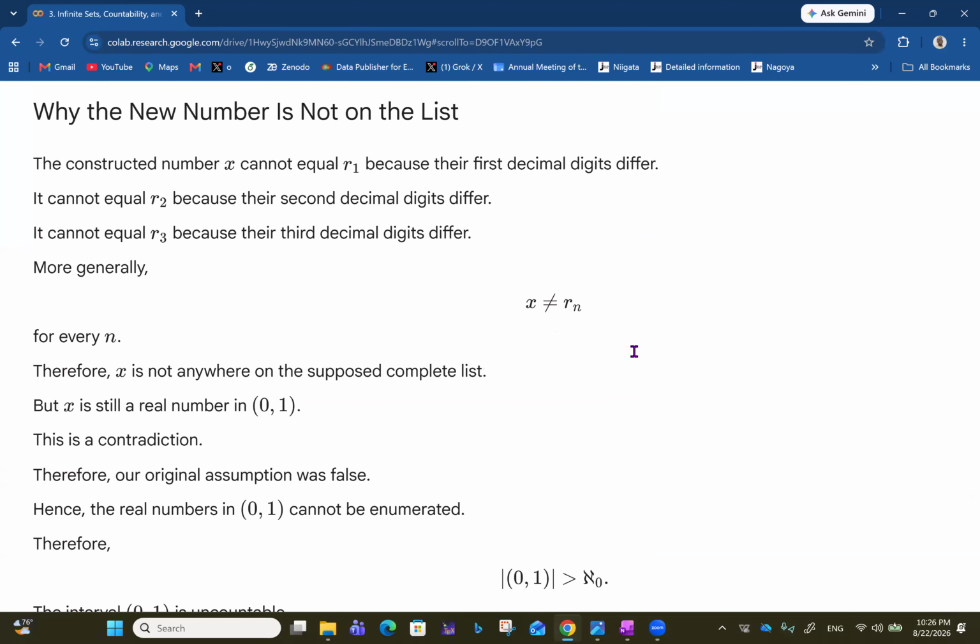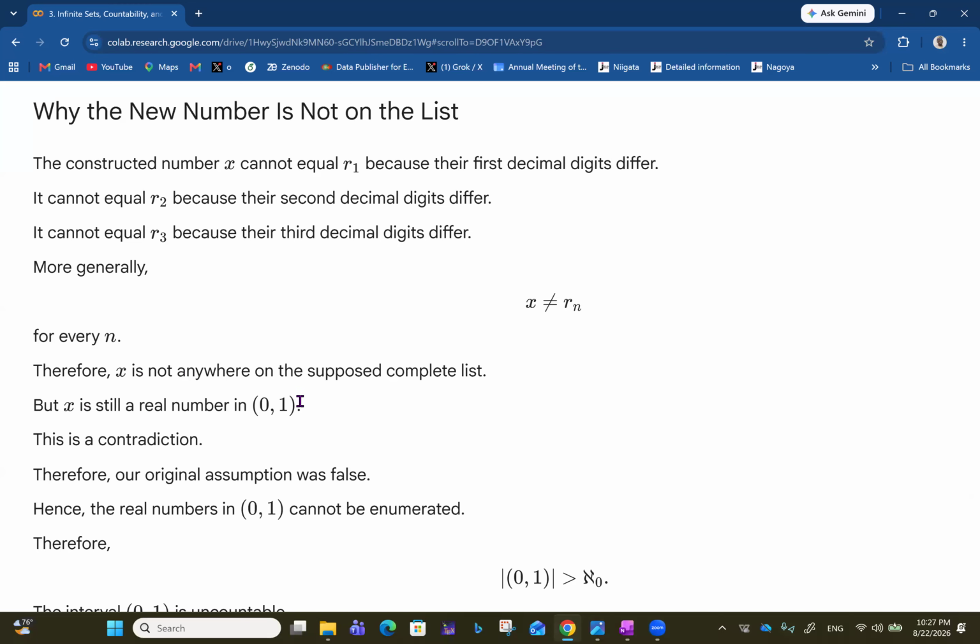So why is the new number not on the list? The constructed number x cannot equal R1 because their first decimal digits differ. It cannot equal R2 because their second decimal digits also differ, like we saw up there. It cannot equal R3 because their third decimal digits differ. So more generally, x is not equal to Rn for every n. Therefore, x is not anywhere on the supposed complete list. But x is still a number in the interval (0, 1).